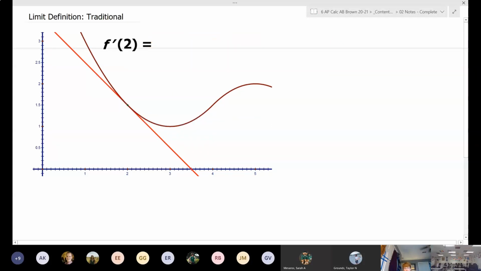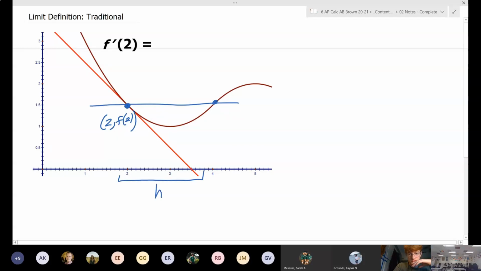It works about the same way. It's where you still have 2 points that are forming a secant line. One of the points is known, so we're going to call it 2 comma f of 2. The other point we don't know, but the gap between the 2 points is h. So you might see where this is kind of headed. Well, if we're starting at 2, this x coordinate will be 2 plus h later. Its y coordinate would be whatever f of 2 plus h is.